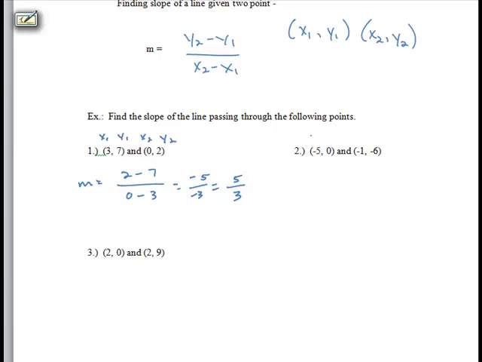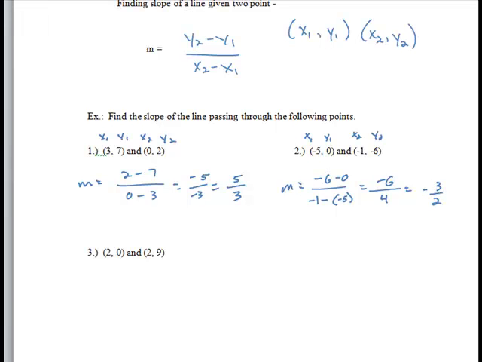Example 2, negative 5, 0, x1, y1, negative 1, negative 6, x2, y2. Substitute those values into the formula. y2 minus y1, negative 6 minus 0, all over x2 minus x1, negative 1 minus a negative 5. So the numerator is negative 6, and the denominator, negative 1 minus a negative 5, becomes negative 1 plus 5, or 4, which then simplifies to negative 3 halves.